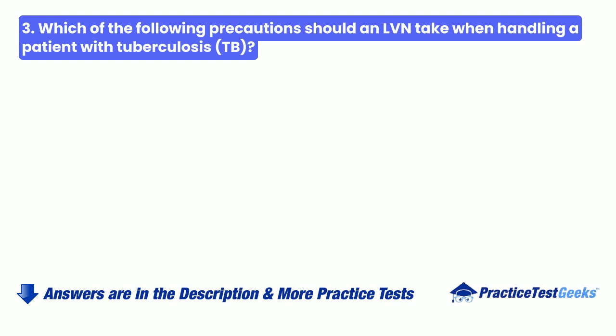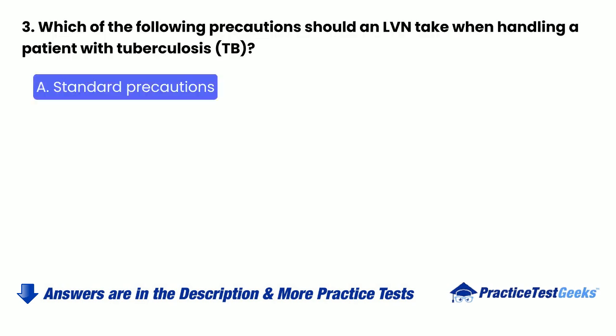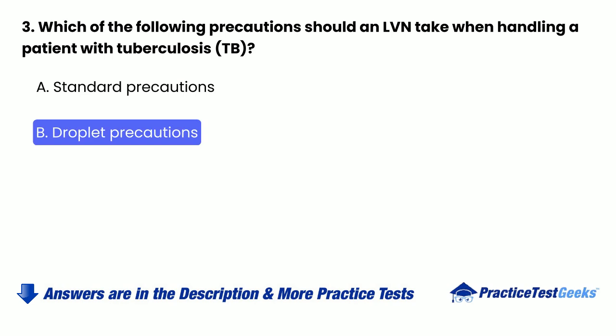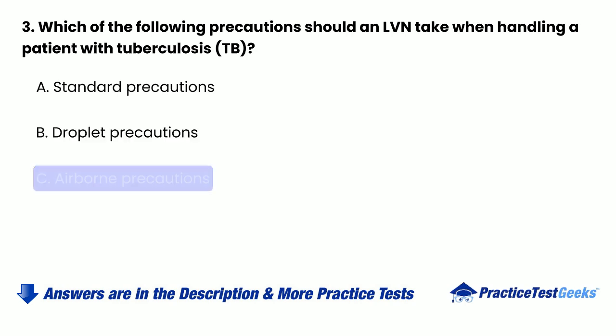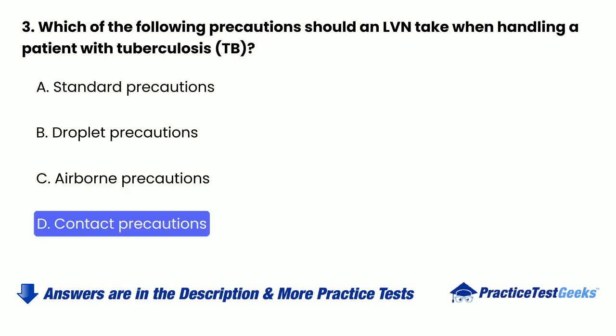3. Which of the following precautions should an LVN take when handling a patient with tuberculosis or TB? A. Standard precautions. B. Droplet precautions. C. Airborne precautions. D. Contact precautions.